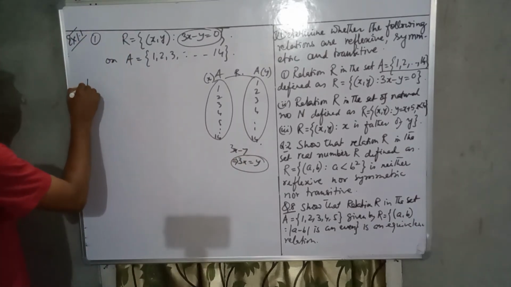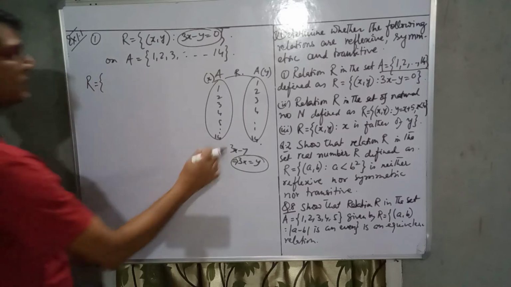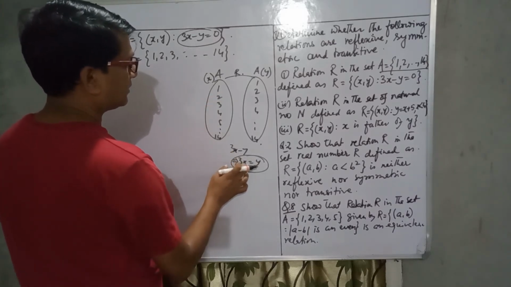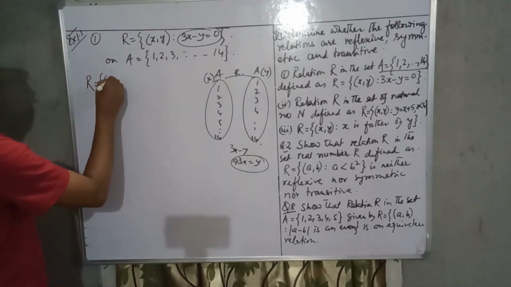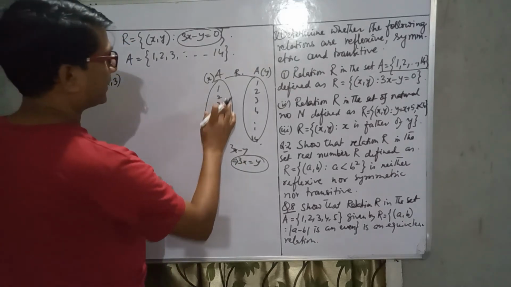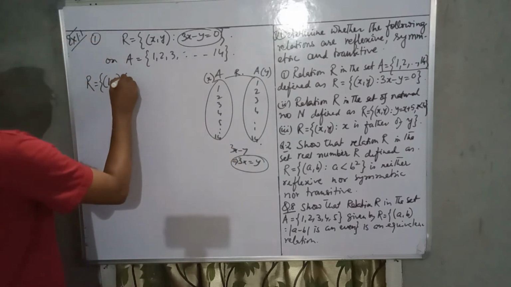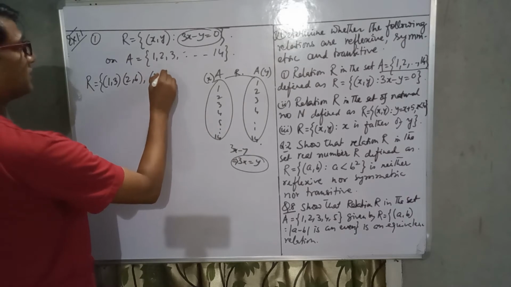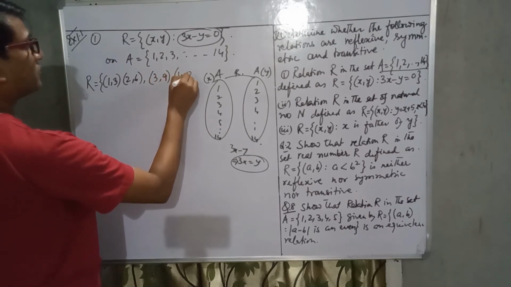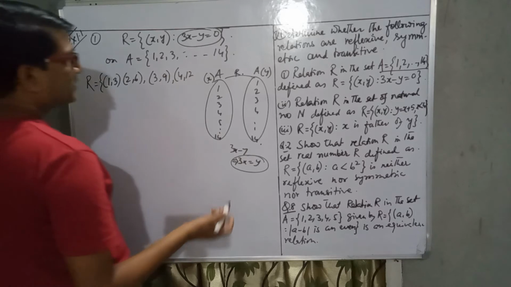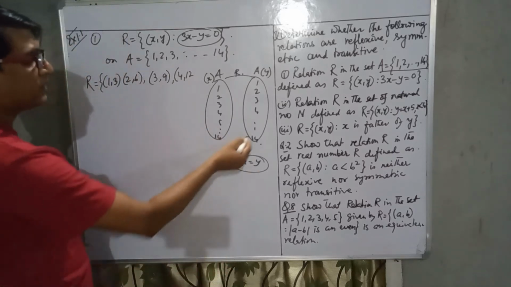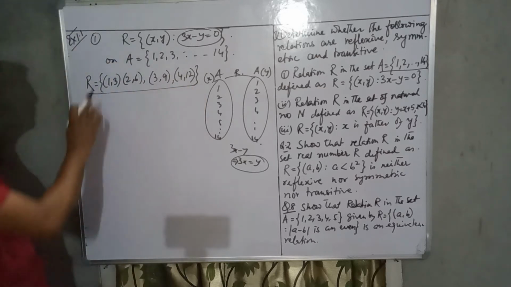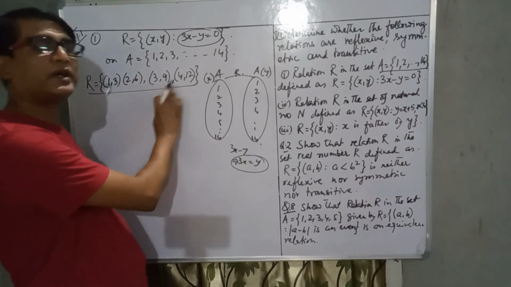If we write the tabular form of the relation, what do we get? y equal to 3x means if x is equal to 1, y is equal to 3, so we get (1, 3). If x is equal to 2, y is equal to 6, so (2, 6). Then we get (3, 9), then (4, 12). Next, for 5, 3 times 5 is 15, and 15 is not there, so up to this much. These are the elements of the relation: (1, 3), (2, 6), (3, 9) and (4, 12).